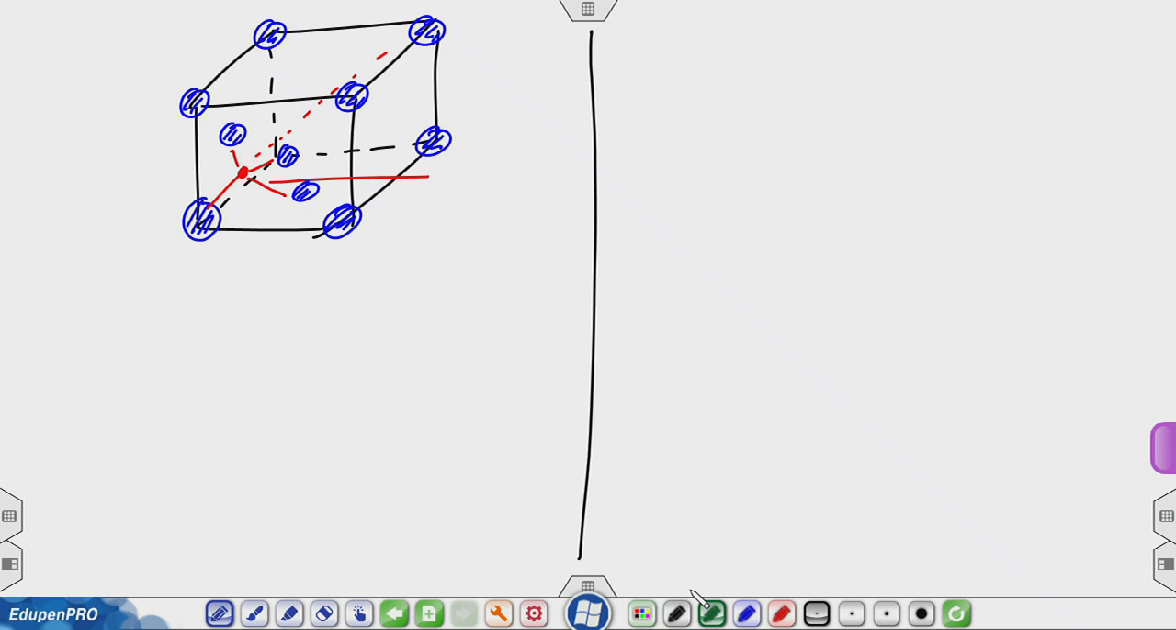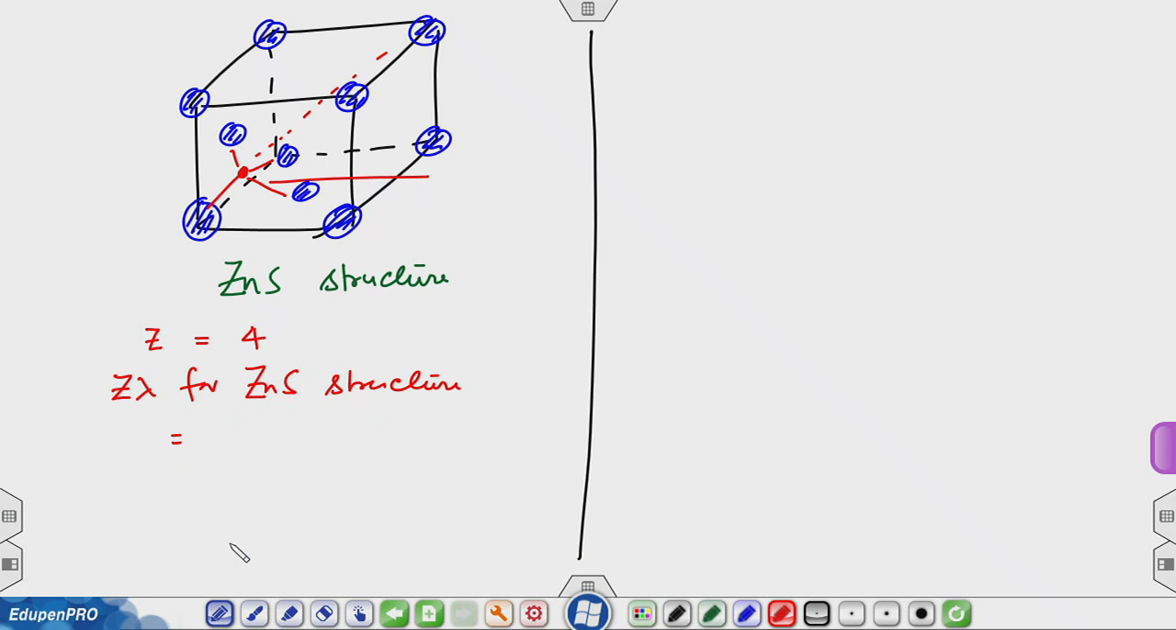So, this is the ZnS structure, and the number of nearest neighbors, small z, is equal to 4. So, z lambda for the ZnS structure is going to be 4 times 0.34, which is 1.36 times 10 raised to minus 8 ergs. So, we have gotten z lambda for this.